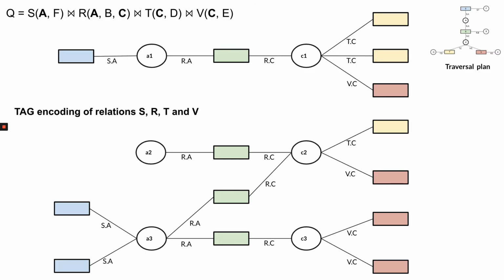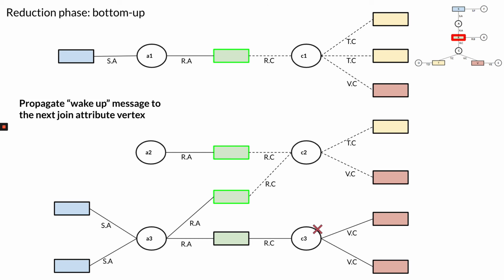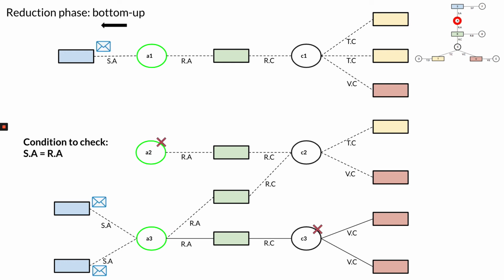Let's illustrate the algorithm execution using this example of a tag instance. We start by activating join attribute vertices that check the corresponding join condition, and if it's satisfied, mark the edges shown as dashed lines and send a message along those edges in the bottom-up order. Now activated tuple vertices propagate the messages further in the bottom-up order and mark the edges along the way. Join attribute vertices again check the join condition and send the messages only if it's satisfied.